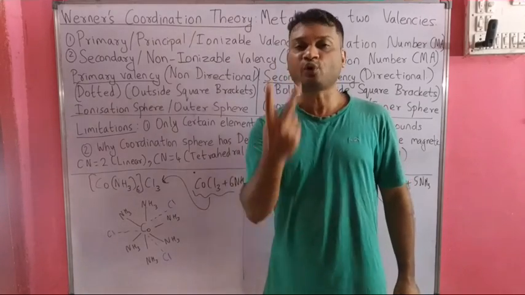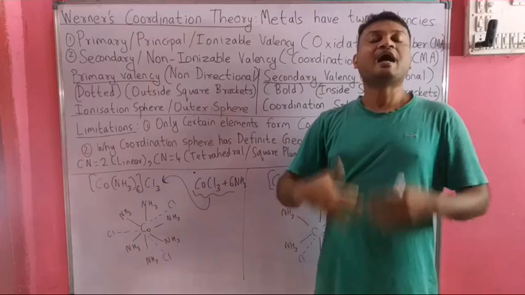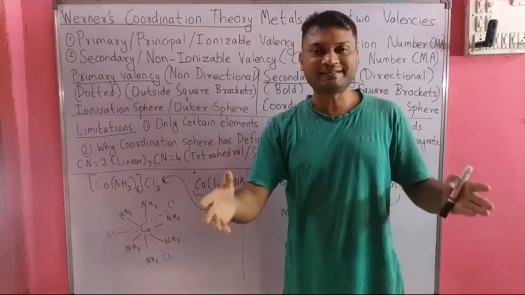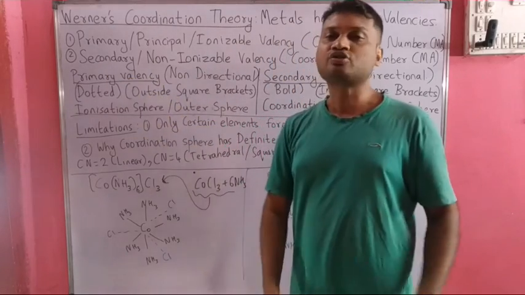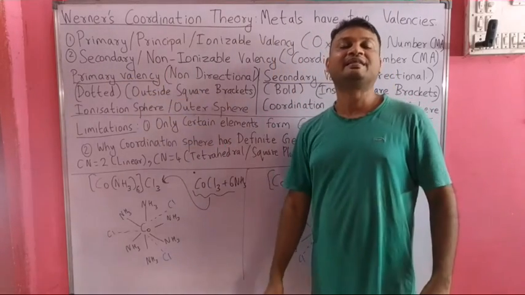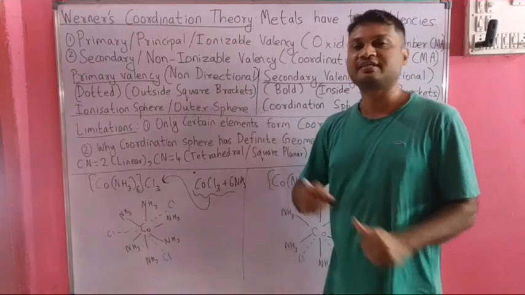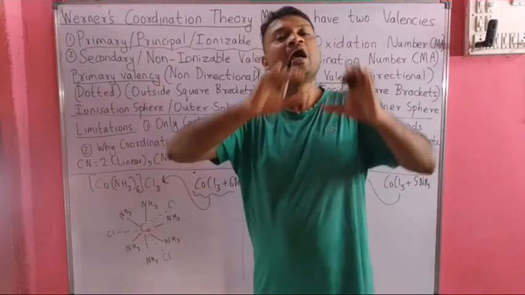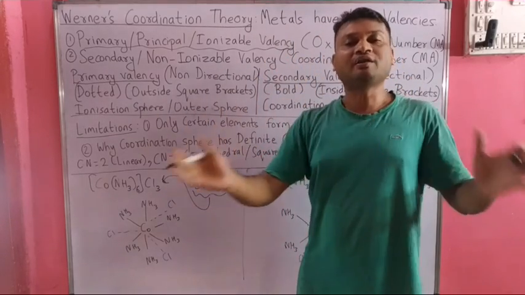Werner considered metal to have two kinds of valencies. One is primary valency, another is secondary valency. So what are these two valencies? Let us understand. The primary valency is also called principal valency. It is also called ionizable valency. So all these three names refer to one and the same thing: primary, principal, ionizable valency.